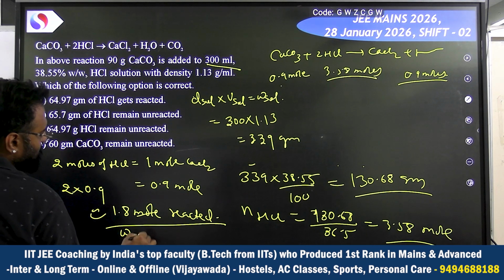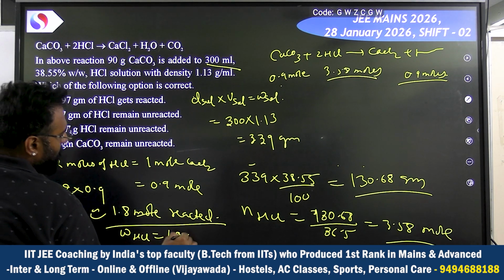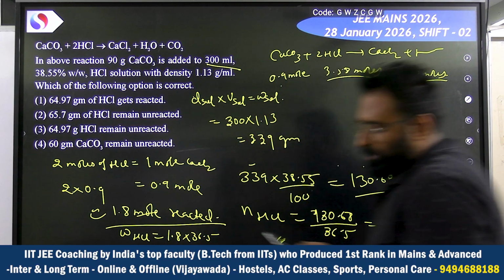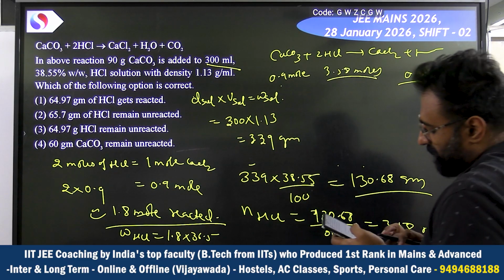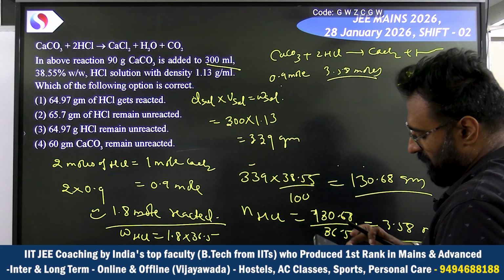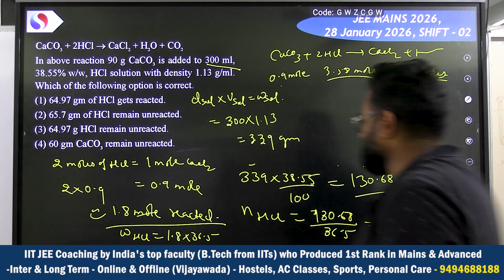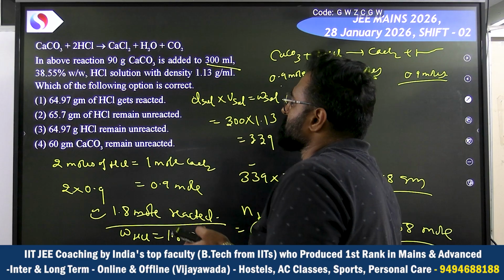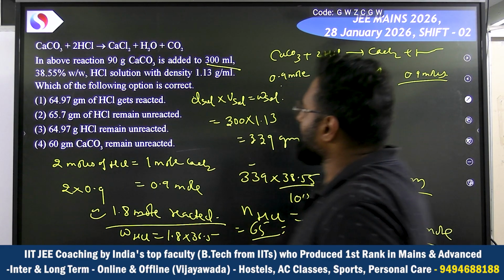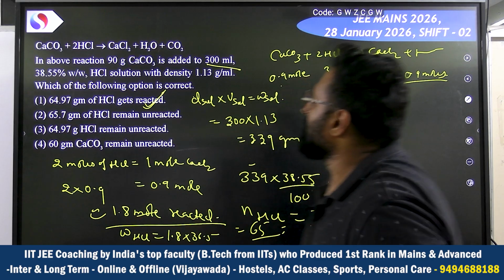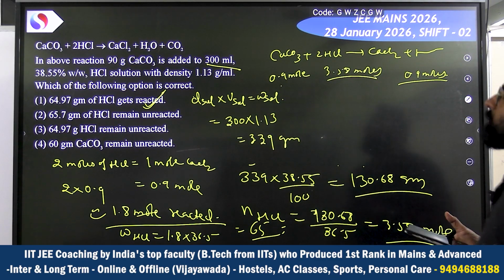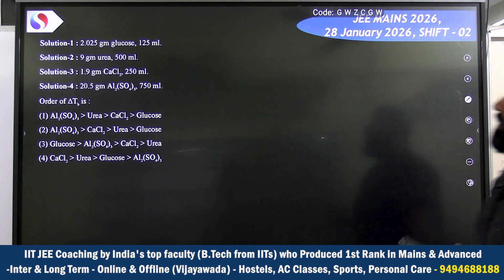So weight of HCl reacted is 1.8 into 36.5. So it is nearly 65 grams. So option number 1 will be the correct answer. This will be reacted. Okay. Chalo. Next.